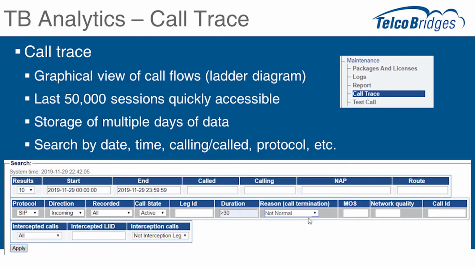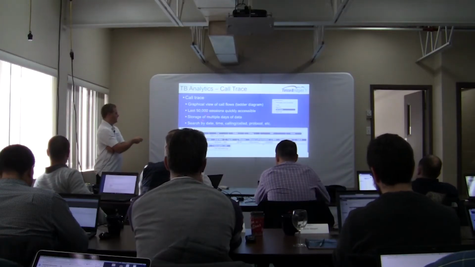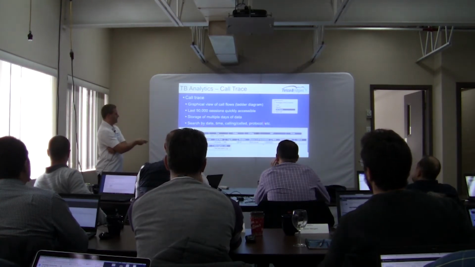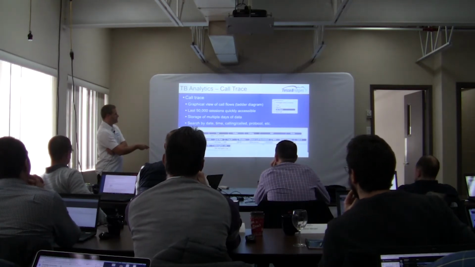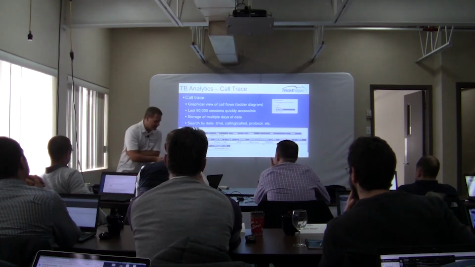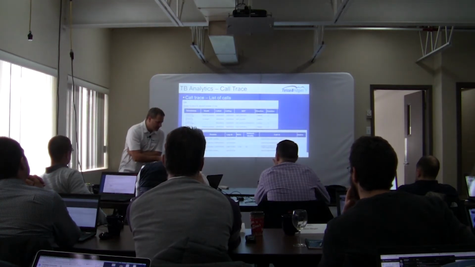So there's like a ladder diagram that tells you the incoming, outgoing calls. The default is 10,000, but you can easily increase it to 50,000. So you can have 50,000 sessions in the system that you can filter out quickly. The rest is stored on the disk, and you can search by date time. Well, everything that is here, you can search that. The data that is stored on the disk, do I talk about it? Maybe I talk about it.